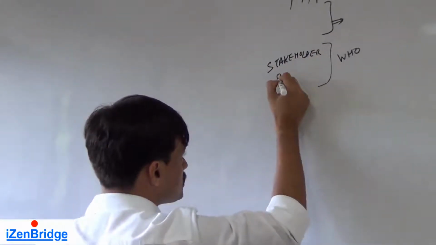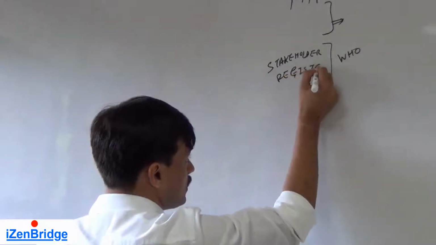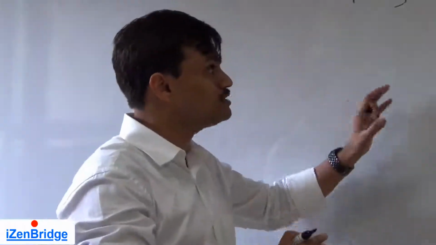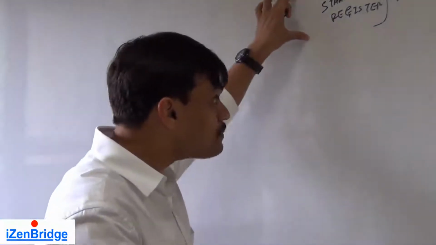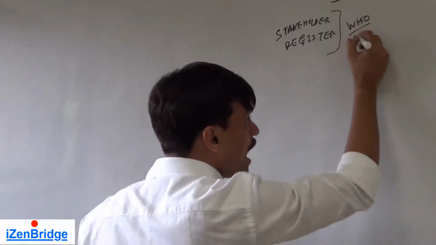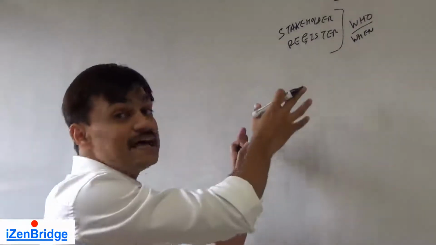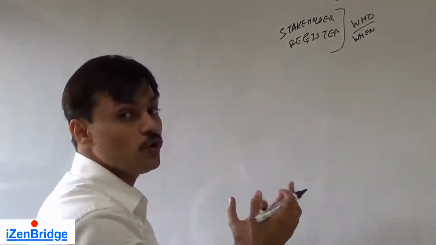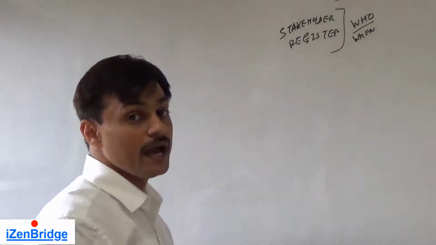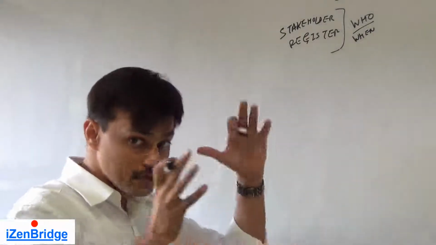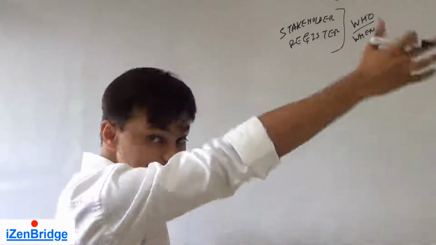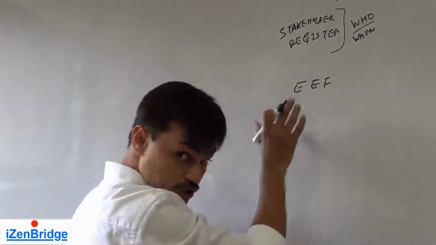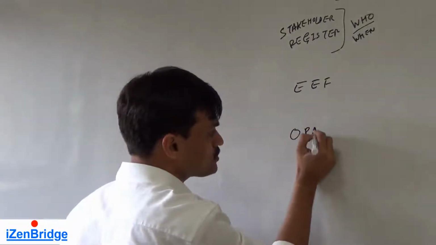Now, the stakeholder register is a repository of stakeholders, their expectations, and their influence on this project. So this helps us in identifying who, when, and what type of information these people are interested in. And in addition to these, we also need to know our enterprise environmental factors and our organization process assets, like reports, formats, templates, which help us in managing communication. So we need to look into enterprise environmental factors and organization process assets.